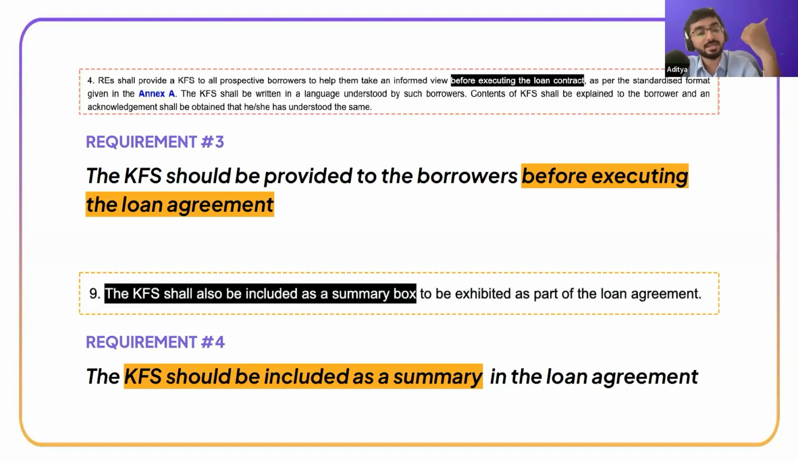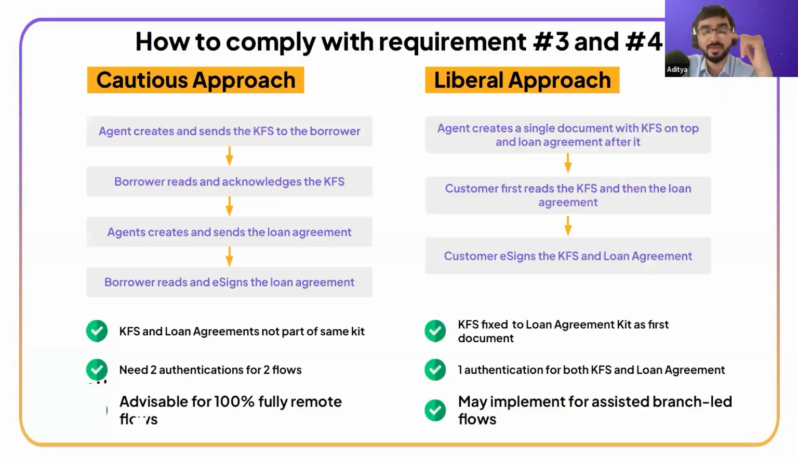That's great. But again, coming back to the word also, if the KFS is also to be included as the first summary of the loan agreement, then it implies that it exists independently before it exists as a summary of the loan agreement, right? That is, does the KFS have to be shown to the borrower, acknowledged, and only then can the loan agreement be sent? Or can the KFS be part of the loan agreement? So there are two ways in which you can actually answer this ambiguity. We've laid out both ways. Your compliance team will have to take the call finally. We've termed them the cautious approach and the liberal approach.